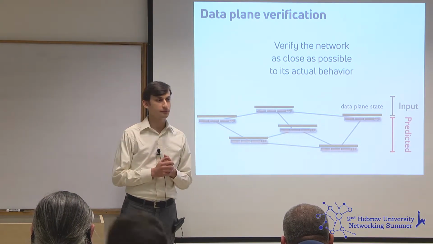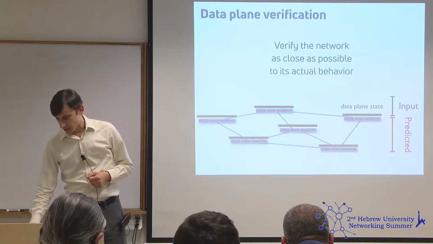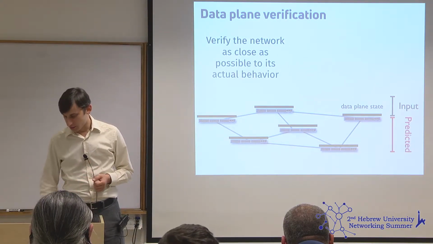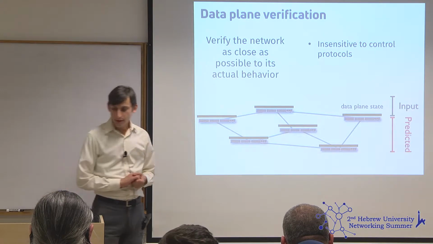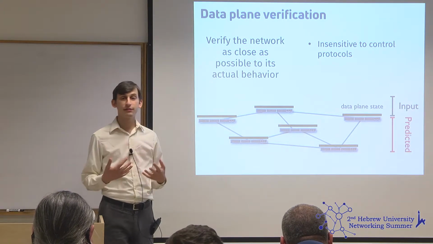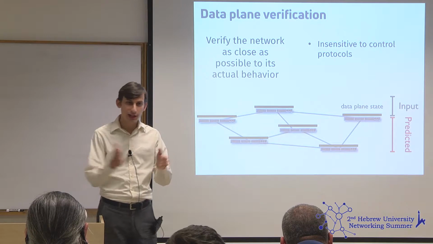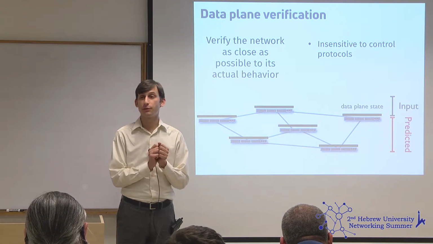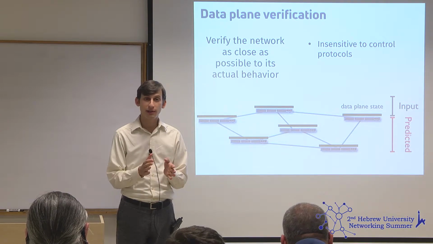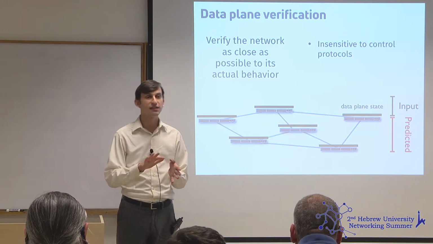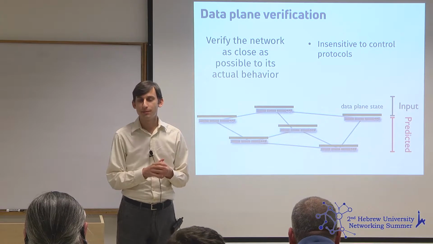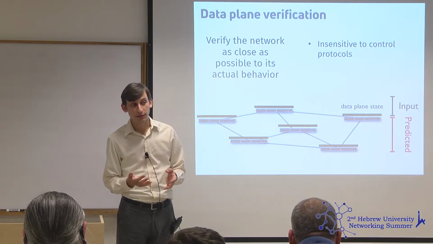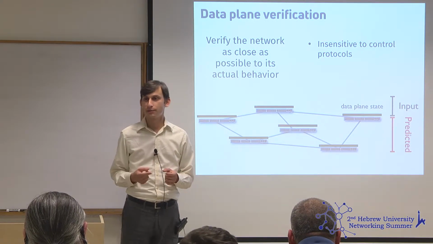So that philosophy is saying basically, let's verify the network as close as possible to its actual operating behavior. So the advantages, and we kind of already started to allude to this: this is something you can do that's insensitive to the control protocol, because you're operating at a narrower waist of definition of what the network is doing. The data plane is inherently somewhat narrower, if for no other reason than that it has to operate at line rate.